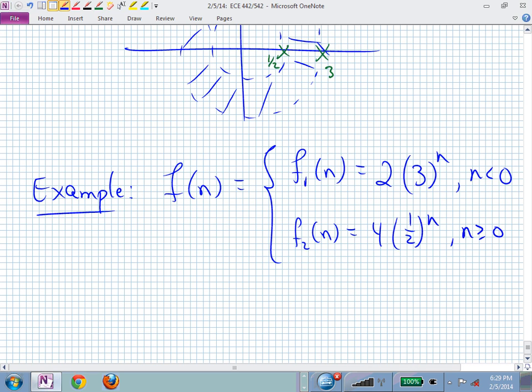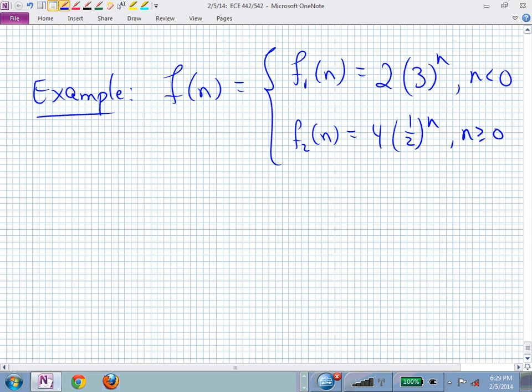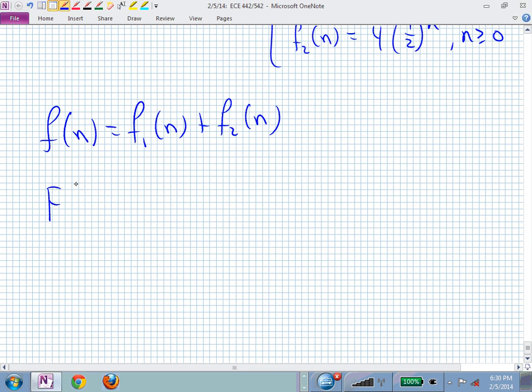We know that when the region of convergence is exterior to the pole, we have a causal sequence. When the region of convergence is interior to a pole, then we have an anti-causal sequence. Now we can find the transform by looking at this f of n that has two different pieces associated with it, and we can do these separately. We now know that capital F of z is going to be capital F sub 1 of z plus capital F sub 2 of z.